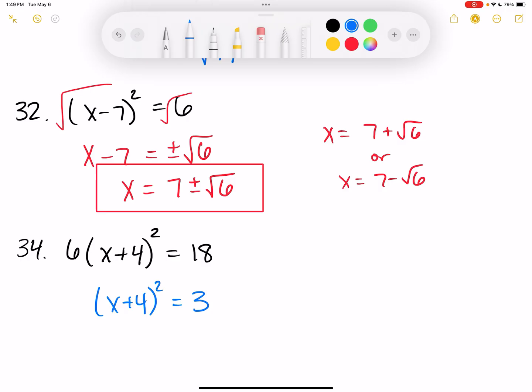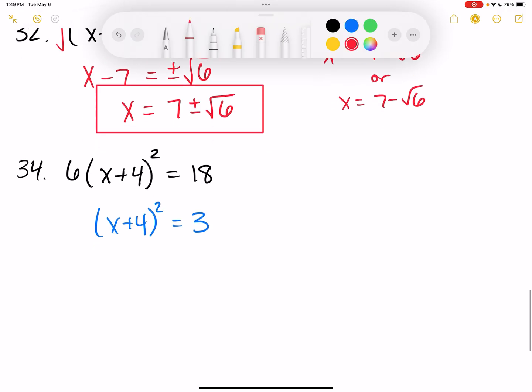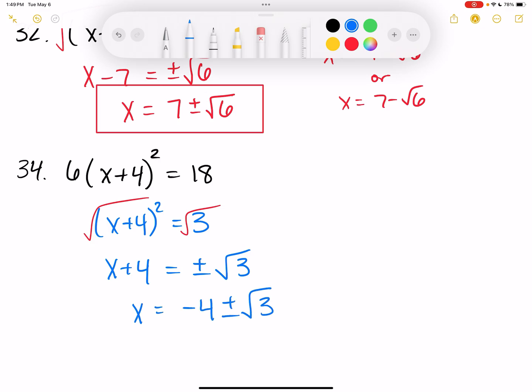Now I take the square root of both sides. And so I end up with x plus 4 equals plus or minus the square root of 3. Then I'm going to subtract the 4. So x equals negative 4 plus or minus the square root of 3. And we always want the plus or minus, whatever the square root is, to be at the end so it's not confusing as to what's not under and what is under the square root.